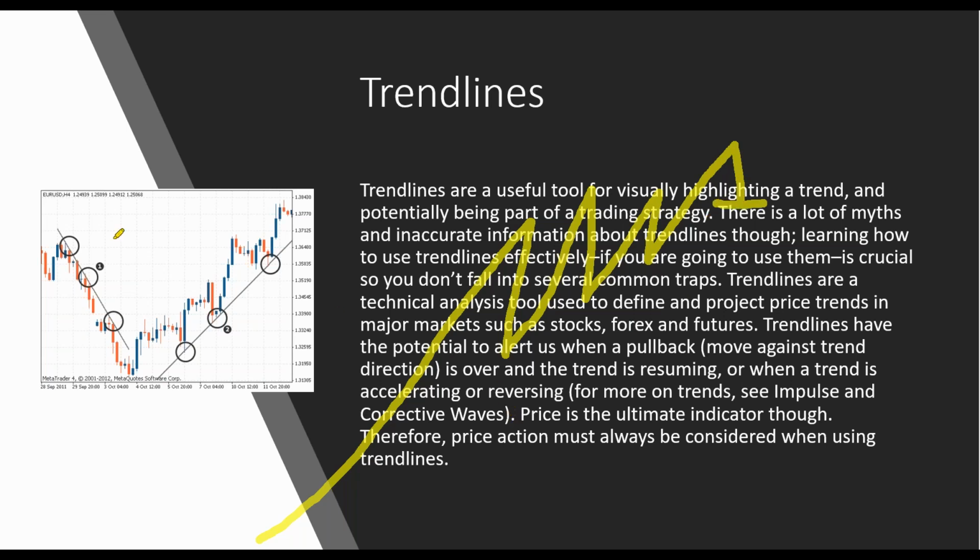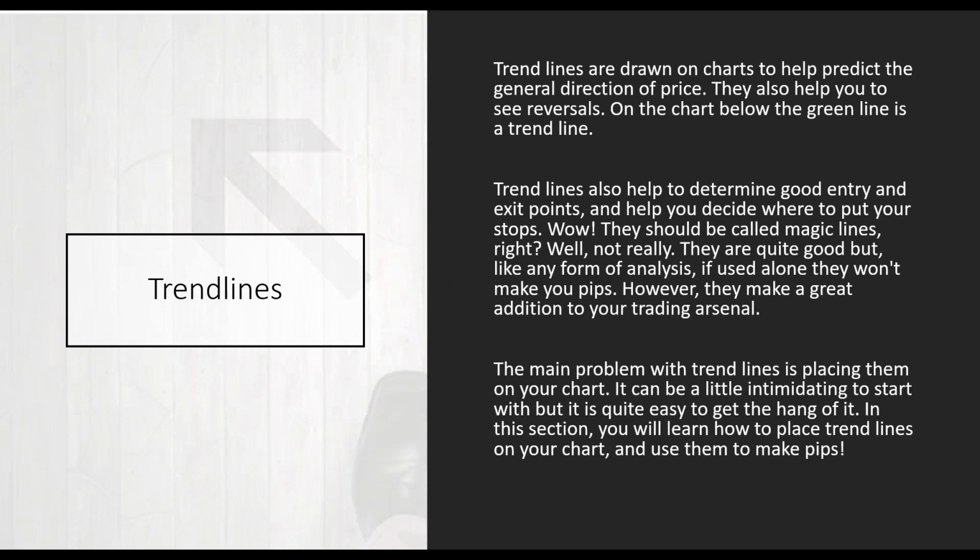Now, a trend line will help you make that decision because a trend line helps you tell what prices it should return to its normal movement. But remember, price is the ultimate indicator, though. Therefore, price action must always be considered when using trend lines. Trend lines are drawn on your chart to help predict the general direction of price. They also help you see reversals. Trend lines also help determine good entry and exit points, and help you decide where to put your stops.